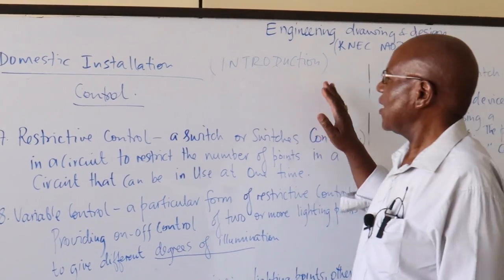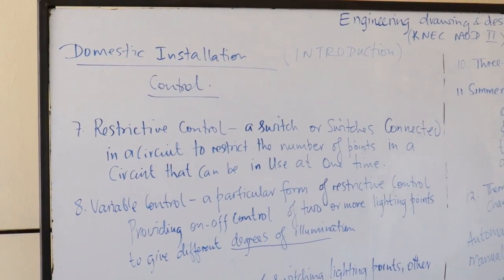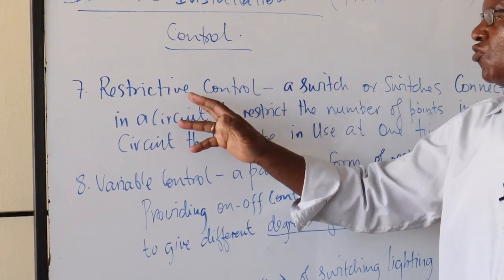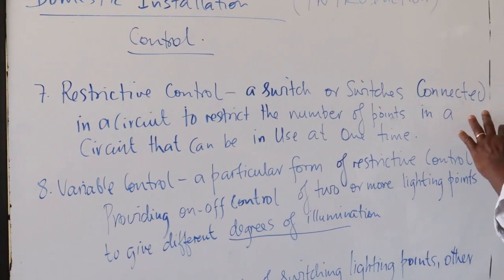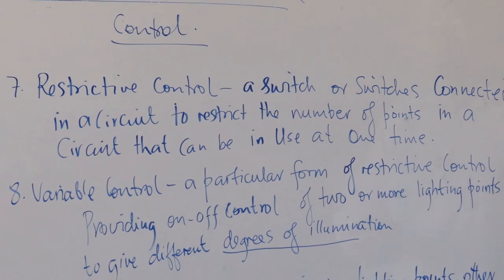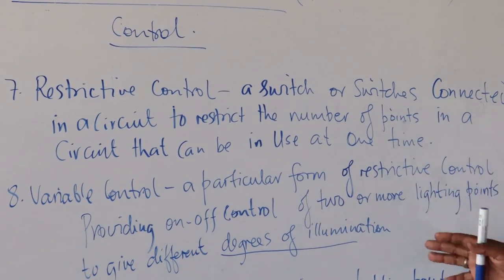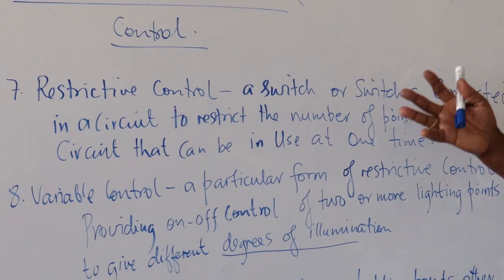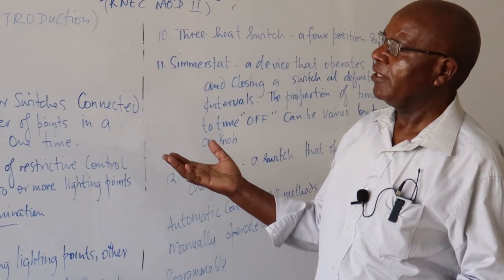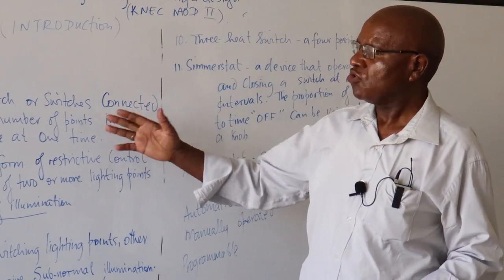Now we can move on to the other kind of controls you might come across in your domestic installation. We have got another type which is referred to as restrictive control. Now this one is achieved by a switch or switches connected in a circuit to restrict the number of points in a circuit that can be in use at any one time. That means you have got several points which are in use, and then you simply want to limit the number. Again, most likely to be a single pole one-way switch to do the restrictive control.